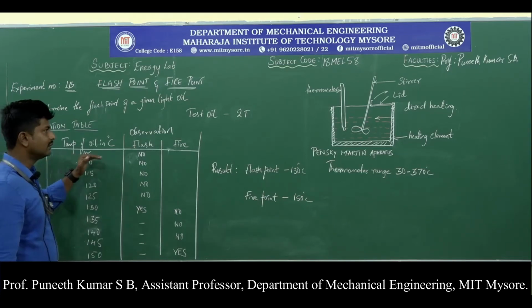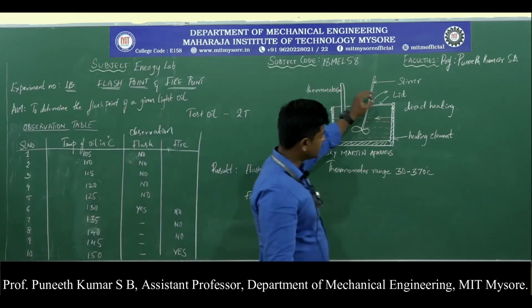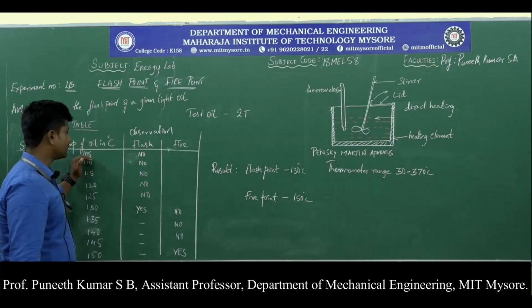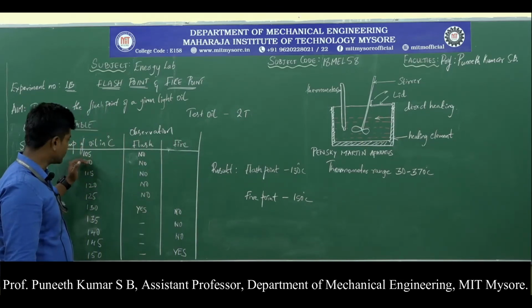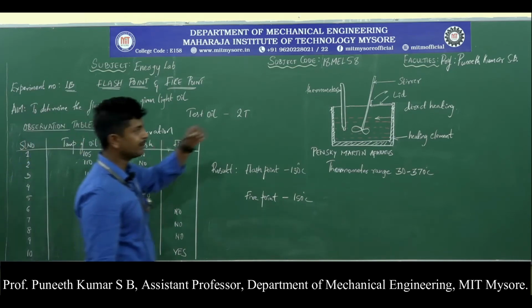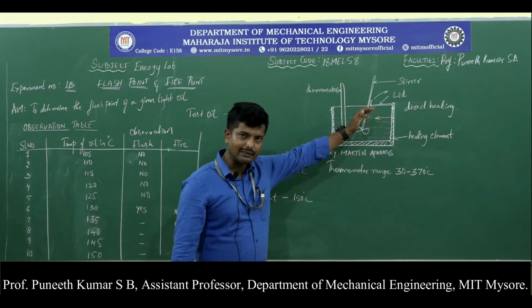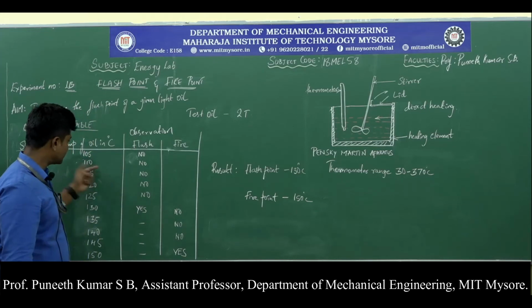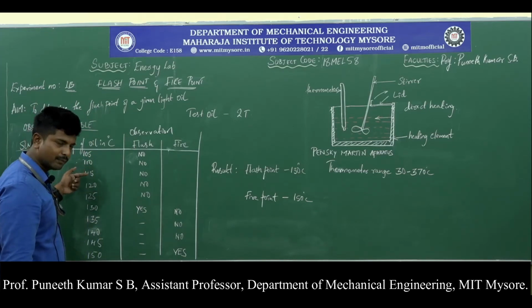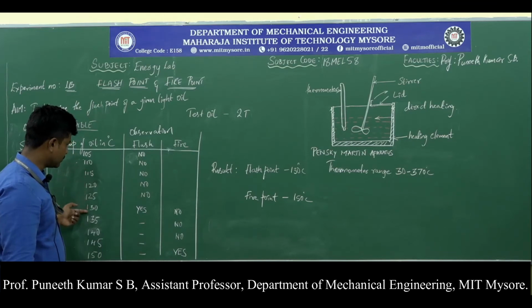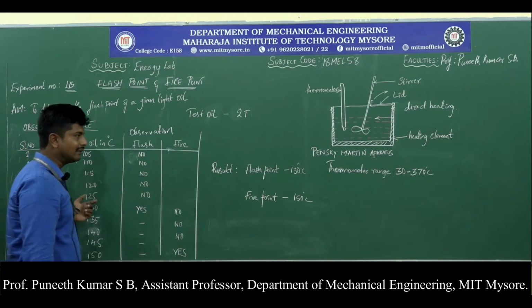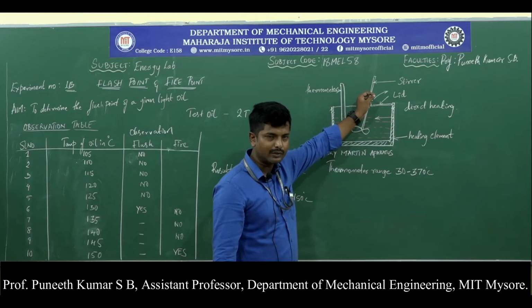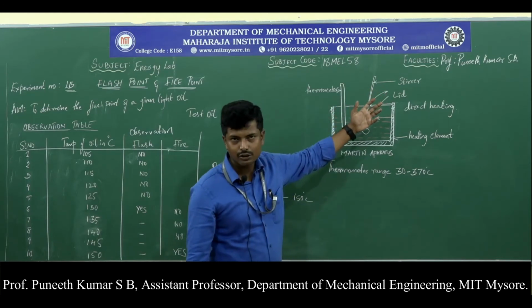At 105 we took the test flame near the lid, and there was no flash. Thereafter we let the oil reach the temperature from 105 to 110 degrees. We repeated the procedure by taking the test flame near the opening. Still there was no flash. We repeated the same procedure till we reached 130 degrees centigrade. At 130 degrees, when we took the test flame to the opening of the lid, there was a flash which took place.